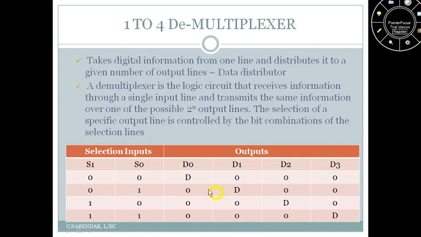So this is, I can say, the truth table of the 1 to 4 demultiplexer, which is showing the selection inputs on left side and the outputs on right side of the truth table. So here for each combination of the selection inputs, one particular output line got selected, and whatever the digital information that is present on the input line will be transmitted to the selected output line.